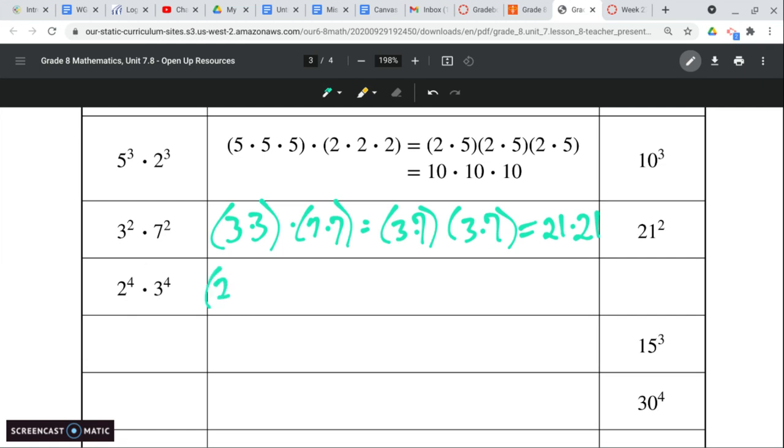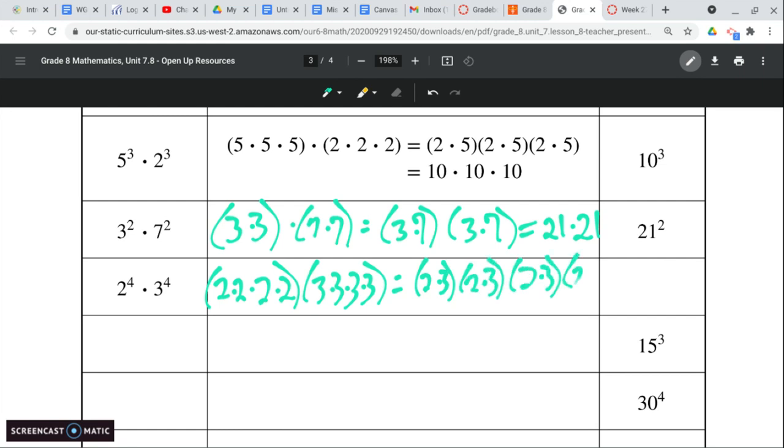All right, here we have 2 to the 4th times 3 to the 4th. So 2 four times and 3 four times. Now we do 2 times 3, 2 times 3, 2 times 3, and 2 times 3. Each of those are 6. So we have 6 times 6 times 6 times 6, or 6 to the 4th. So the key thing here is we have to have the same exponent on them.